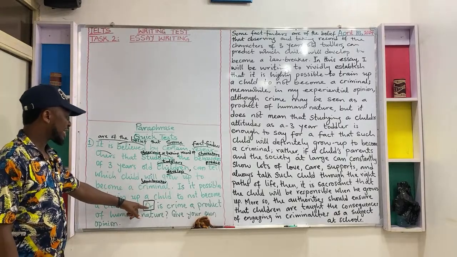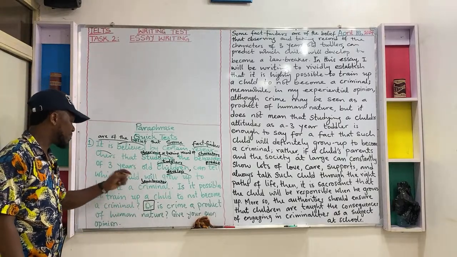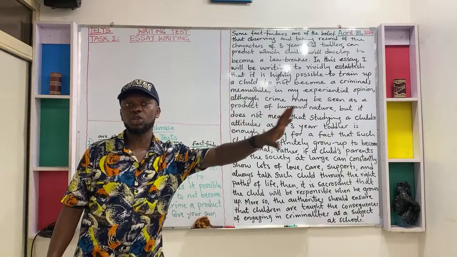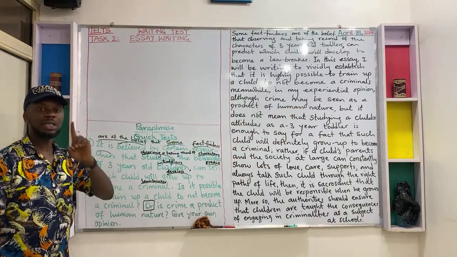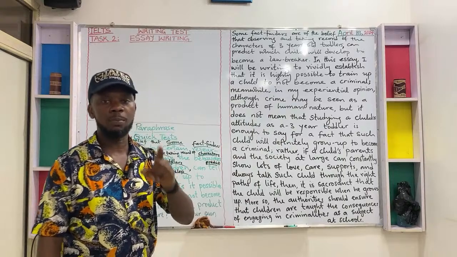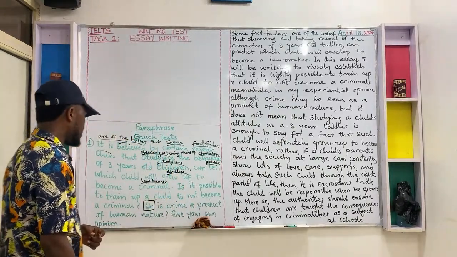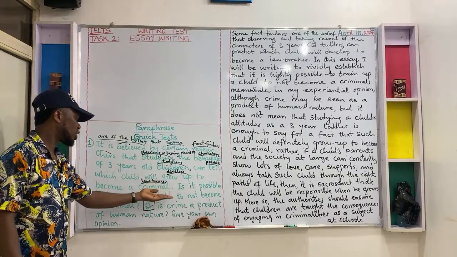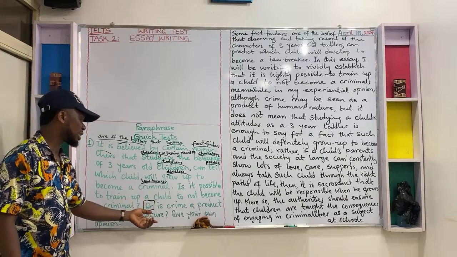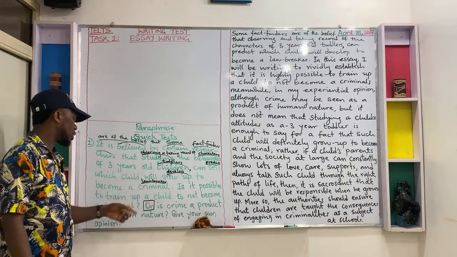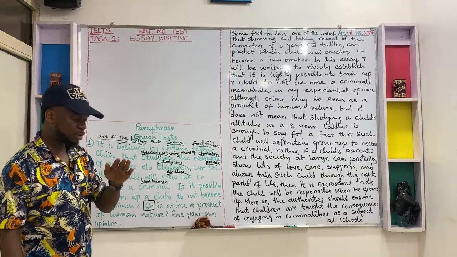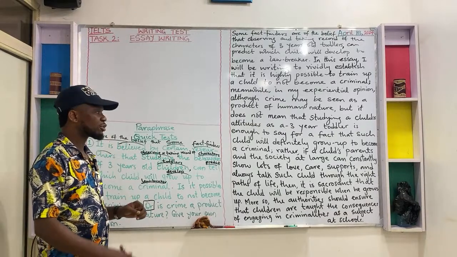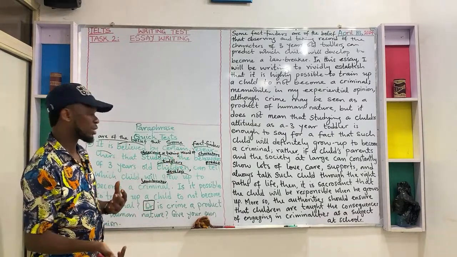Then, reading further, it says, or is crime a product of human nature? So we feel, although yes, but we don't want to talk about that. We want to focus on the possibility of training up a child to not become a criminal. Right? So this means you are not to discuss both the possibility of training up a child not to become a criminal, as well as discussing crime being a product of human nature. You're not to do that as far as this question is concerned, because it says or. So you have to choose whether to discuss the first one or the second one.